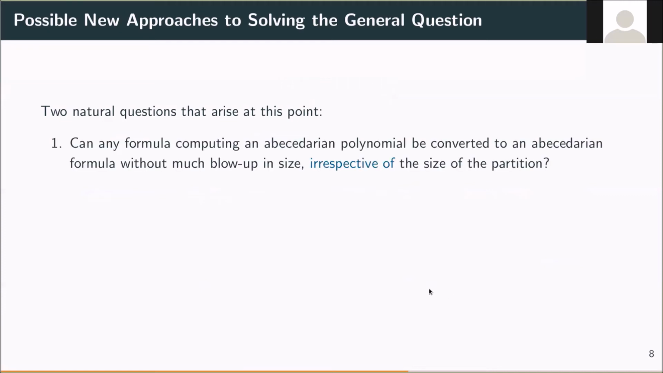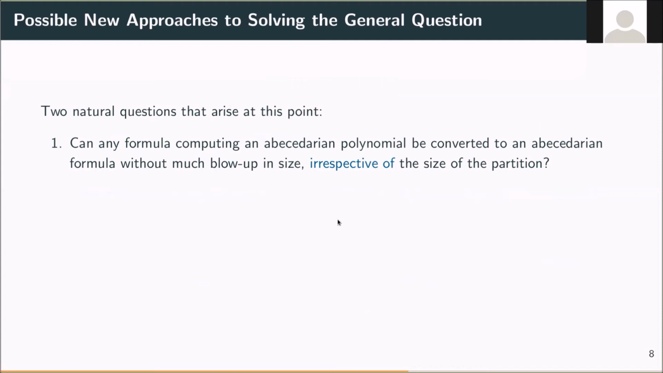Firstly, is it possible to abecedarianize formulas irrespective of the partition size? So we saw that we can abecedarianize formulas if the partition size is small. But if we can do it even for large partition size, then we would have separated VF and VBP, right? Because we already have a separation for polynomials when the partition size is large.